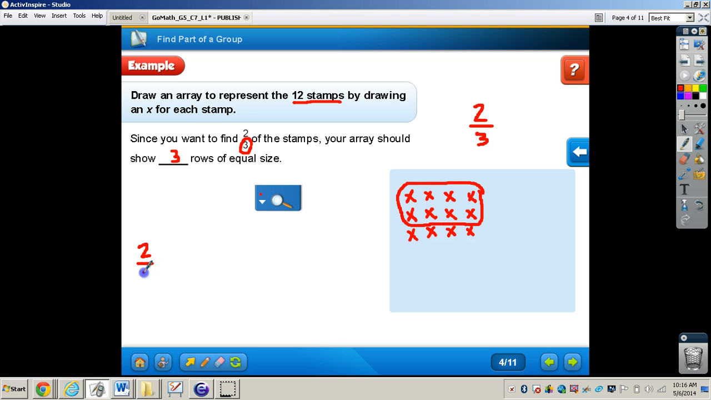2/3 of 12 equals, we can see 8 very easily there. 2/3 of 12 equals 8, or we know that we take 2/3 and multiply that by 12. That's going to equal 8 as well. Okay, so the final answer: there are 8 stamps with a picture of Queen Elizabeth II. So let's write that down on page 292.